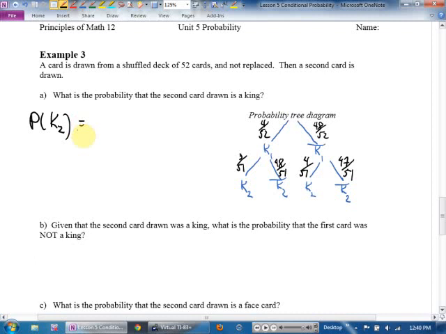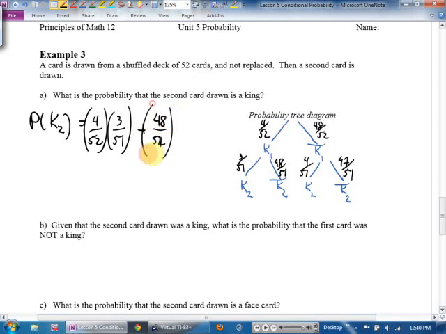4 out of 52, 3 out of 51: king one and king two, or first card could have not been a king. Let's fix that, make that a proper two. And second card could have been a king. Now, we noticed yesterday that 52 times 51 was 2652. I've got that one memorized because it shows up so often. The top is going to be 4 times 3, 12, plus 48 times 4, 196. 12 and 196 is 200.